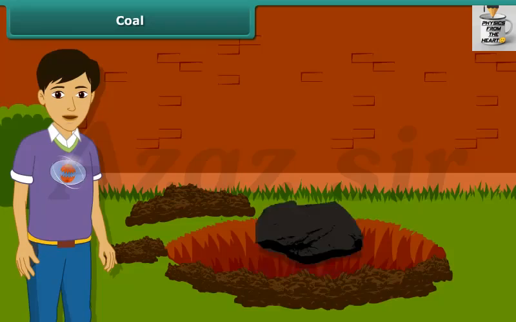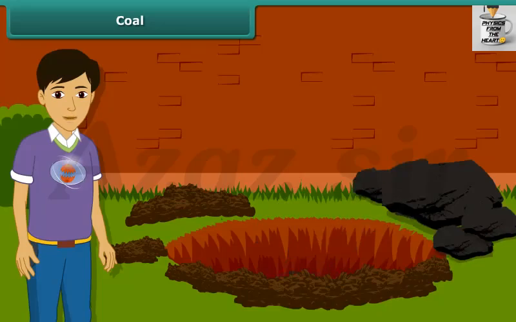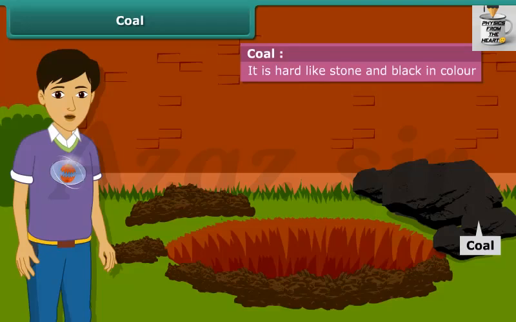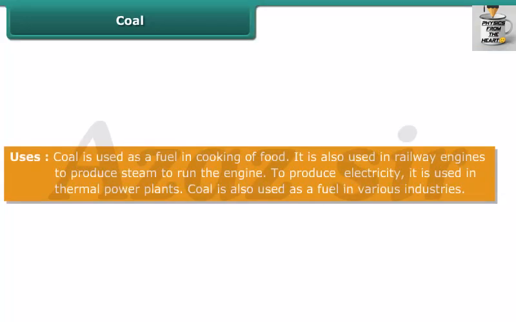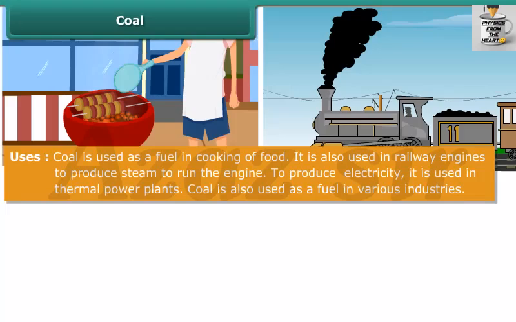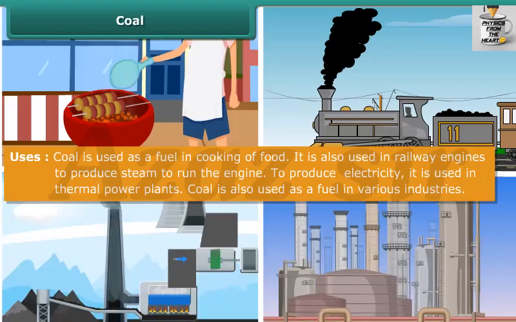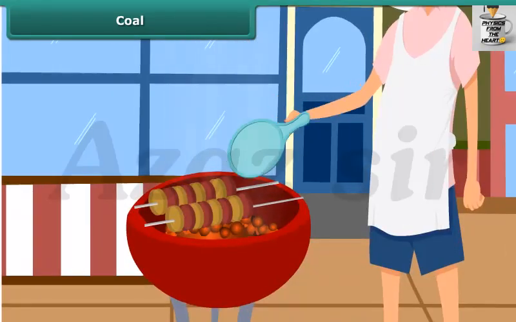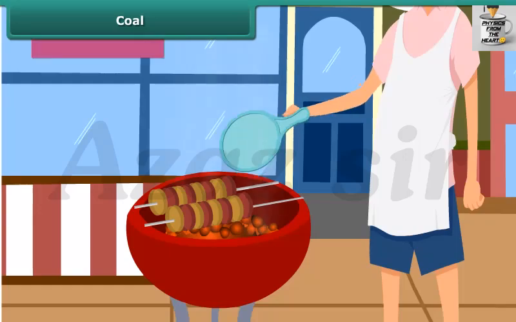You may have seen coal in your surroundings. It is hard and black in color. Coal is used for a variety of purposes such as cooking food, running railway engines, thermal plants, and various industries. After heating in air, it starts burning and produces carbon dioxide gas.